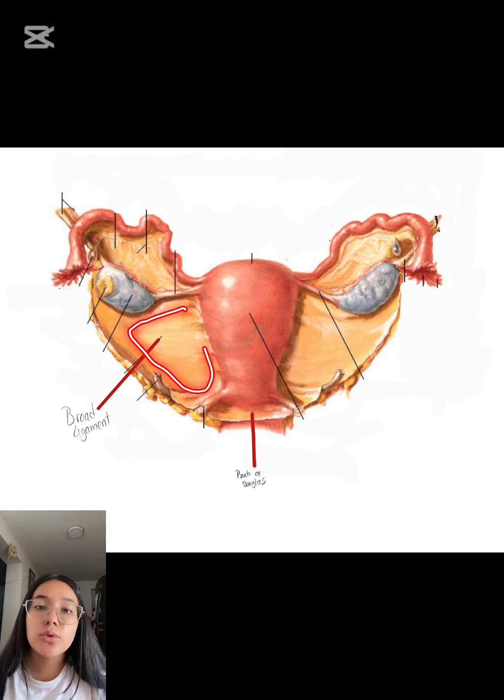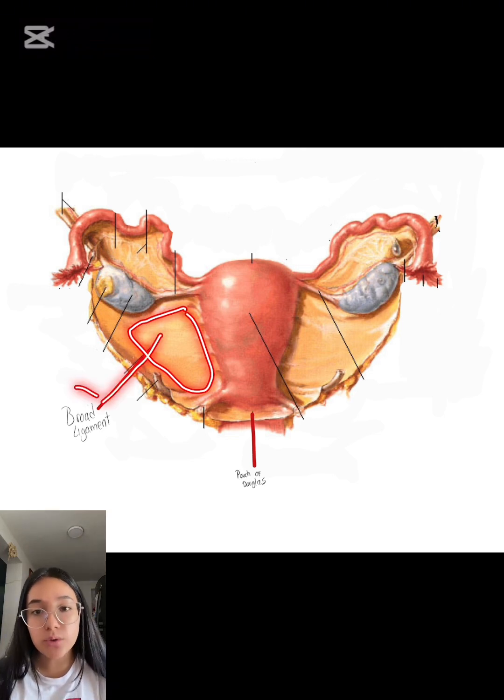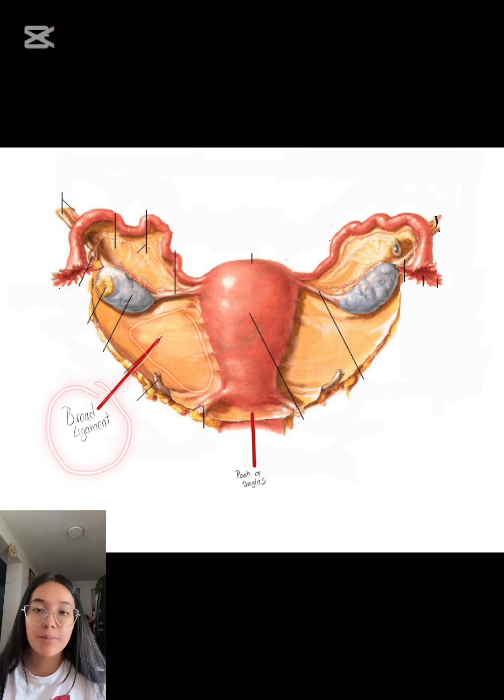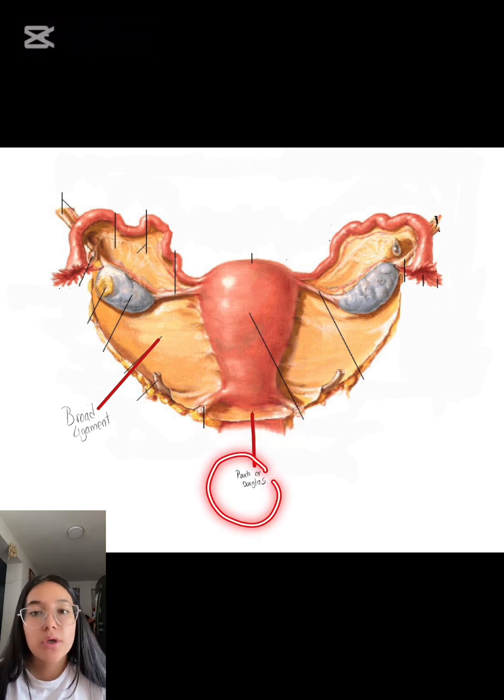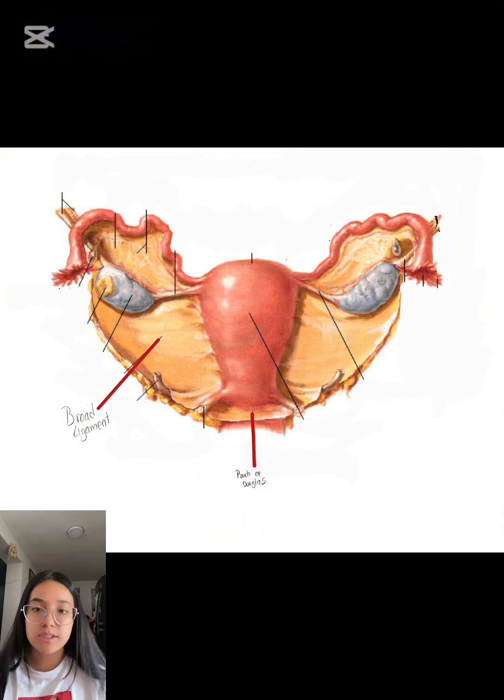The vesicouterine pouch, between the uterus and bladder, and the rectouterine pouch, also known as the pouch of Douglas, which is the lowest point in the female peritoneal cavity.